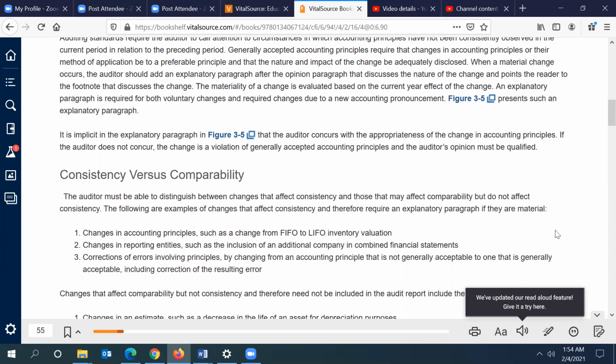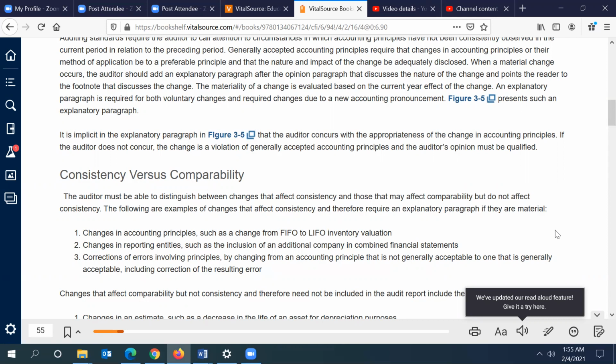So first is a change of accounting principle. A simple one, such as a change from FIFO to LIFO for inventory valuations. I'm sorry, by the way, the client is going in that direction because LIFO is not in accordance with IFRS.